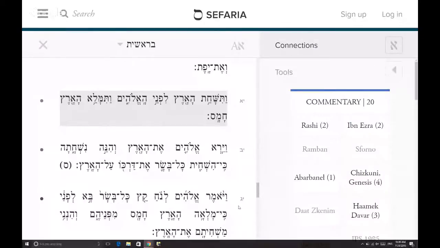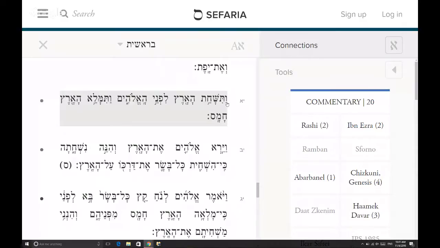We're looking at the Sefaria website, and we're in the book of Genesis, Bereshit, in chapter 6, and this is verse 11. Yod Aleph is 11. And let me just read it for you. Vatishachet haaretz lifnei haElohim. Vatimale haaretz chamas. Well, this gives us a good chance to look at some Nifal verbs.